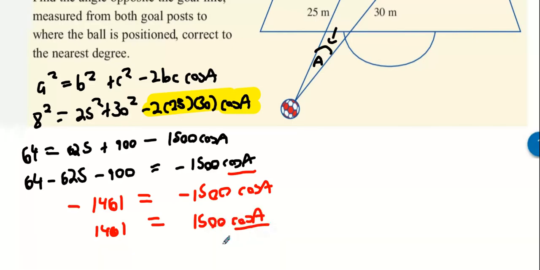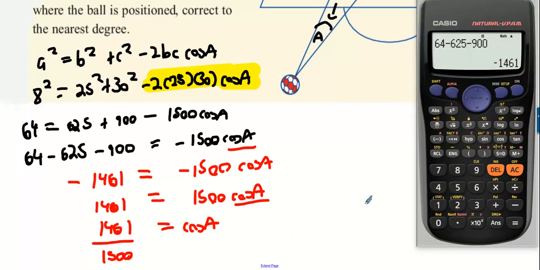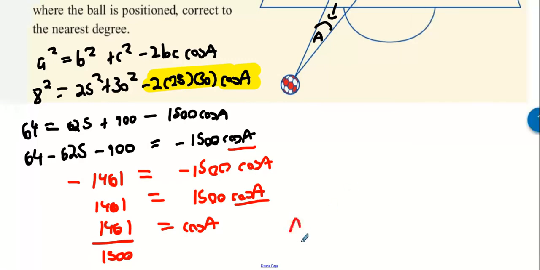You want to get cos A on its own. Multiplication of 1,500 on the right will be division of 1,500 on the left. Now you're going to cos inverse that. So to separate cos from A, use the button shift cos. Cos inverse 1,461 divided by 1,500. And what we're hoping you get out of this is you get 13 degrees, okay? So A equals 13 degrees.